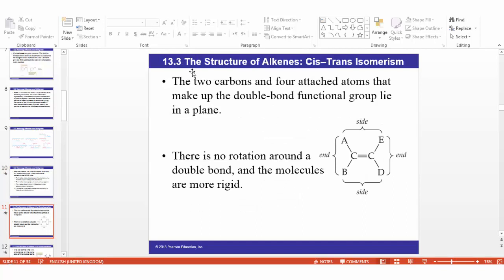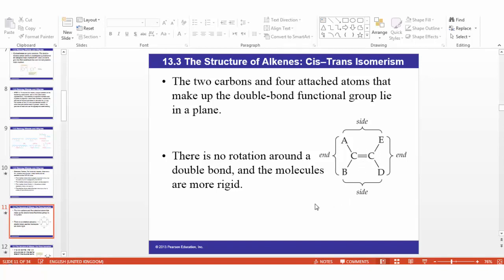Now, section 3, the structure of alkenes, cis-trans isomerism. The 2 carbons and 4 attached atoms that make up the double bond functional group lie in a plane. There is no rotation around a double bond and the molecules are more rigid. Now if we take this, this is the environment of the carbon-carbon double bond. We said this carbon will have 2 substituents and this carbon will have 2 substituents. These are the ends and these are the sides. However, there is no rotation around the double bond.